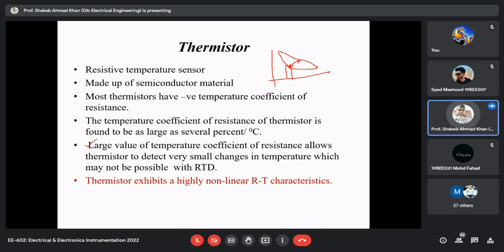So this is one of the reasons that the thermistor is not very popular, its RT characteristic. Otherwise, it is very sensitive, much more sensitive than the RTD, but its RT relationship is highly nonlinear. This is what I wanted to share with you about the thermistor. If you have any query regarding whatever I discussed, you can ask, please. I discussed the pros and cons of the thermistor as a temperature sensor.